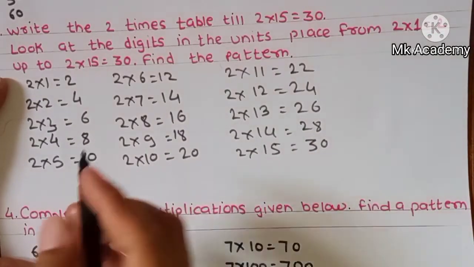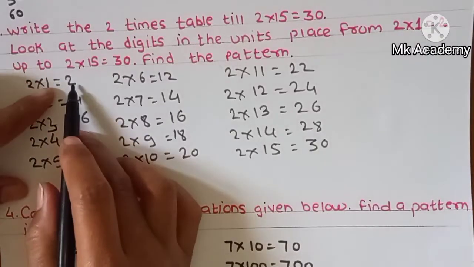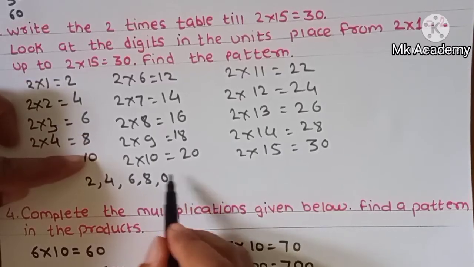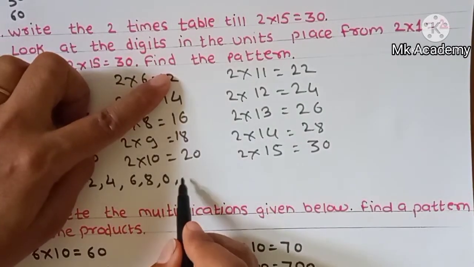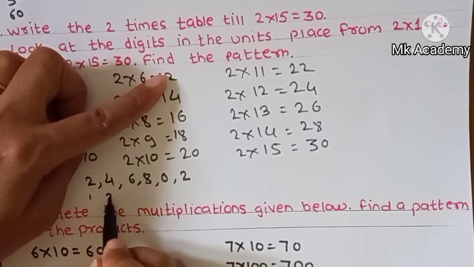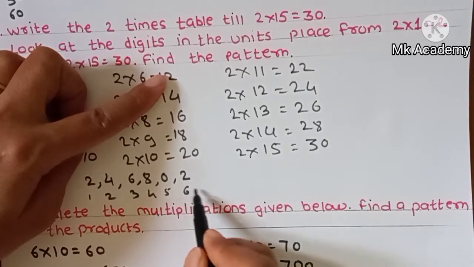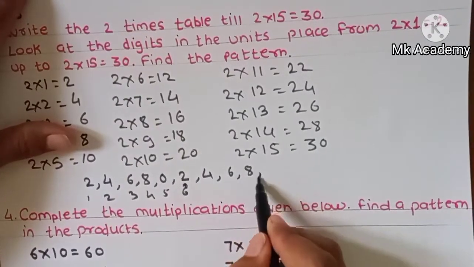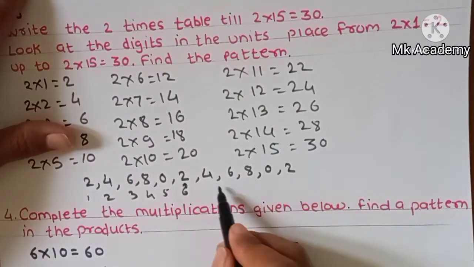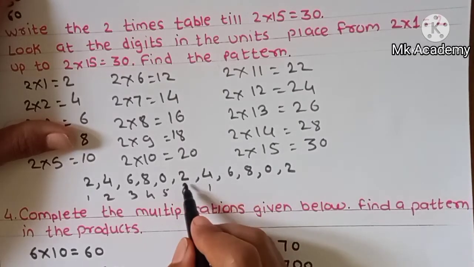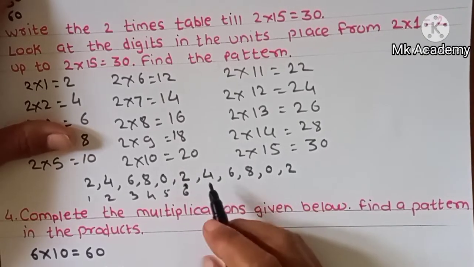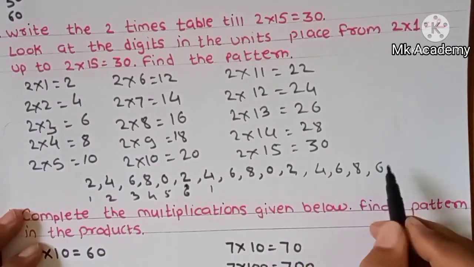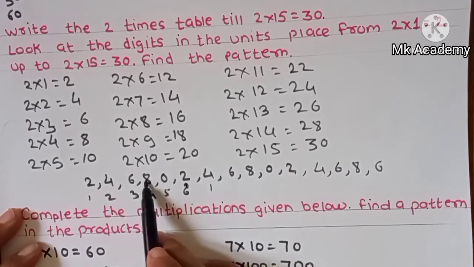Now we have to write down the pattern. Now see here, first 2, then 4, 6, 8, then 0 at the unit place, then again at the unit place 2. Means at the 6th number there is again 2 repeated, then again 4, 6, 8, 0, again 2. See here, again 2 repeated. Then again 0. There is a pattern of 2, 4, 6, 8, 0.